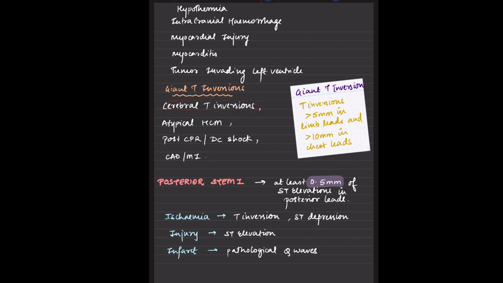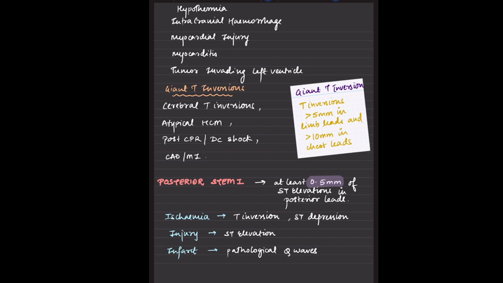Whenever we're talking about the posterior STEMI, that means more than 0.5 mm elevations in the posterior leads, right? So let's differentiate three things: ischemia, injury, infarction. Infarction means it is over, finished. Pathological Q waves have occurred. Already there is a decrease in blood flow and everything is dead. Then we have injury. Injury means ST elevation has occurred. So now we need to do something, urgent action needed. Then we have ischemia, that means there could be a T inversion and ST depression.